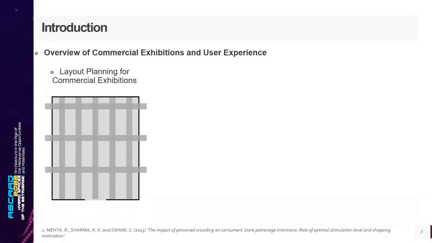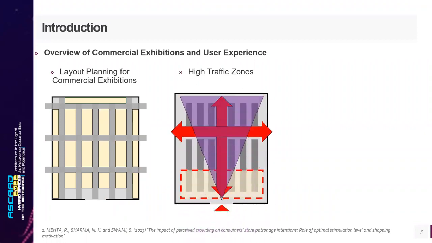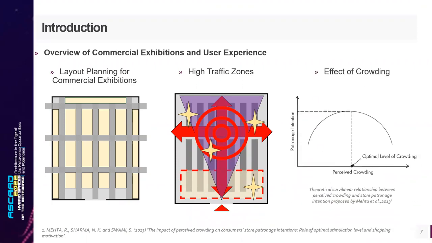The layout planning for commercial exhibitions starts by dividing aisles and corridors, then the remaining spaces are allocated for booth division. High traffic zones include zones near the entrance, near main aisles, within the inverted triangle space from the entrance, near landmarks, and at the center of the exhibition space.